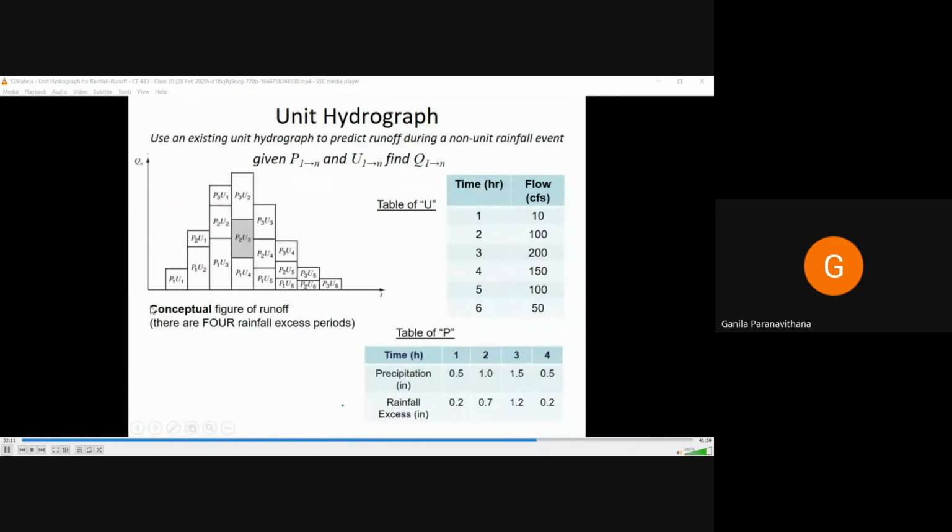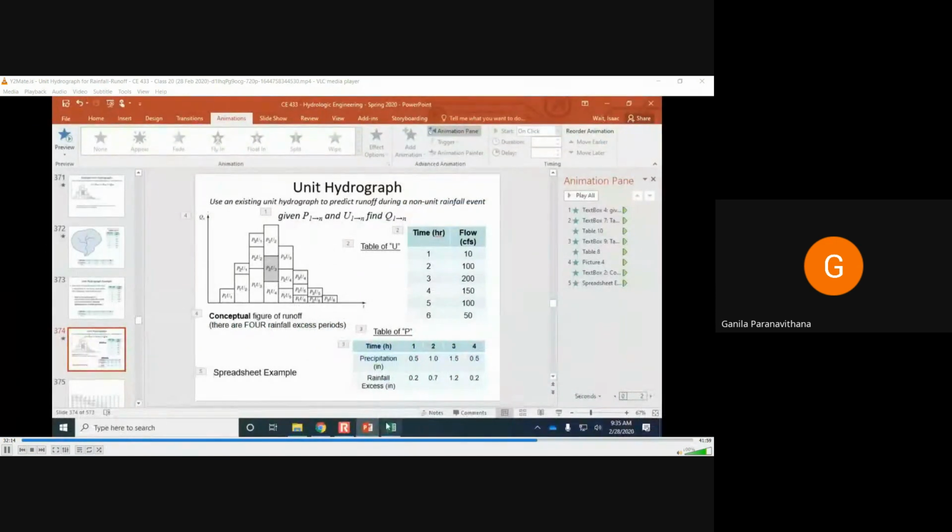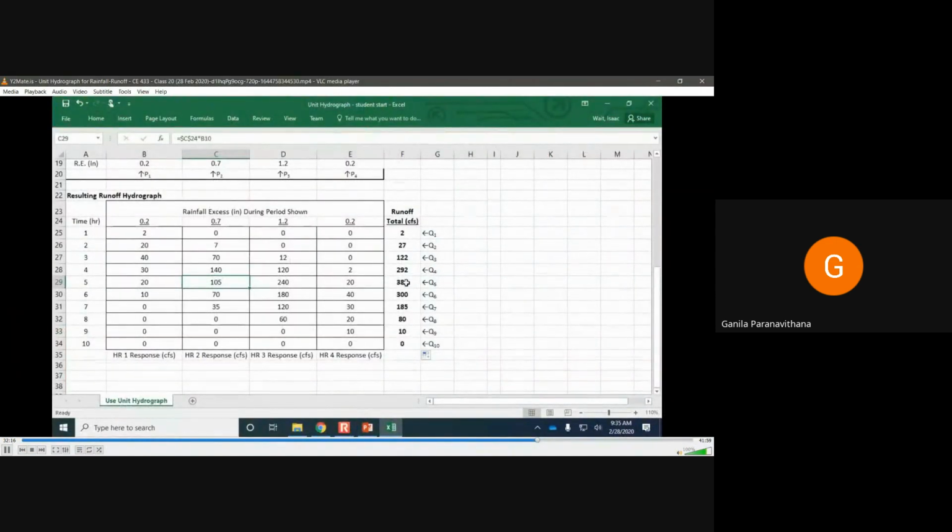And so this formula for a runoff hydrograph is kind of built into the spreadsheet structure where you're adding it up. Each one of these cells is the effect of P1, U5, P2, U4, P3, U3, P4, U2. So the effect of the unit hydrograph with a 1 hour delay, 2 hour delay, 3 hour delay, and then you combine it all together. So that's the unit hydrograph method.